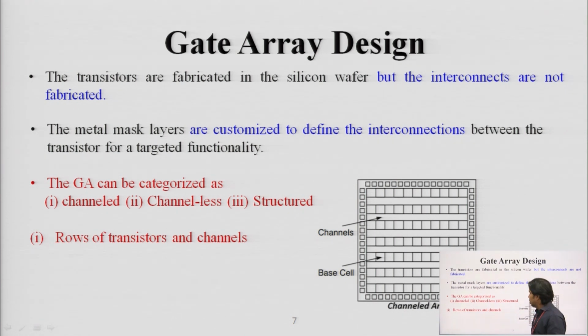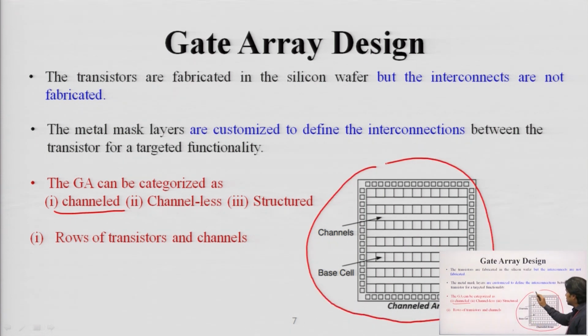In this diagram, we will first see the channeled one, the channeled gate array. This is the structure of the channeled gate array, where you can see that we have different blocks that are connected to one another in array form. Clear. In between these cells, we have a small space, so we can assume that to be a channel. And this small box is your base cell, where we have a transistor.